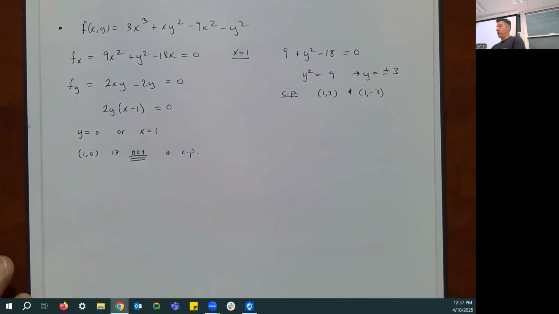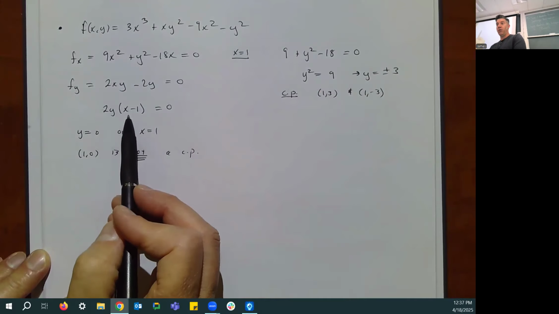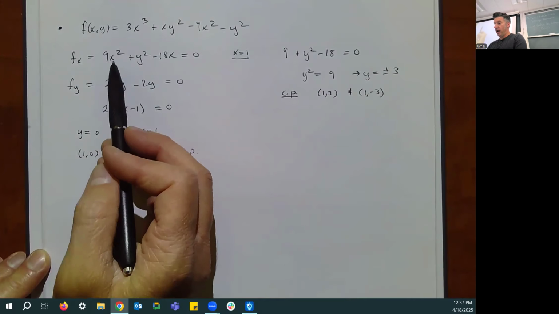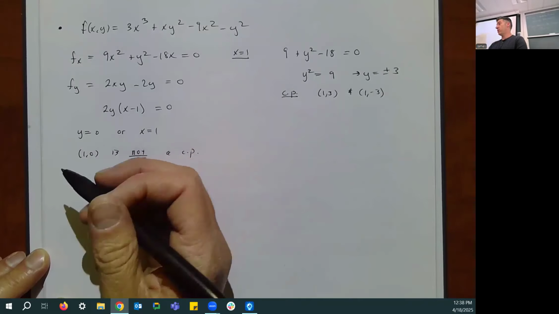Which makes sense, right? If you plug in 1 for x and 3 for y, you'll get 0 here because you'll have 6 times 0. And you'll get 0 here because you'll have 9 plus 9 minus 18, which is also 0. Same thing if you plug in 1 and negative 3.